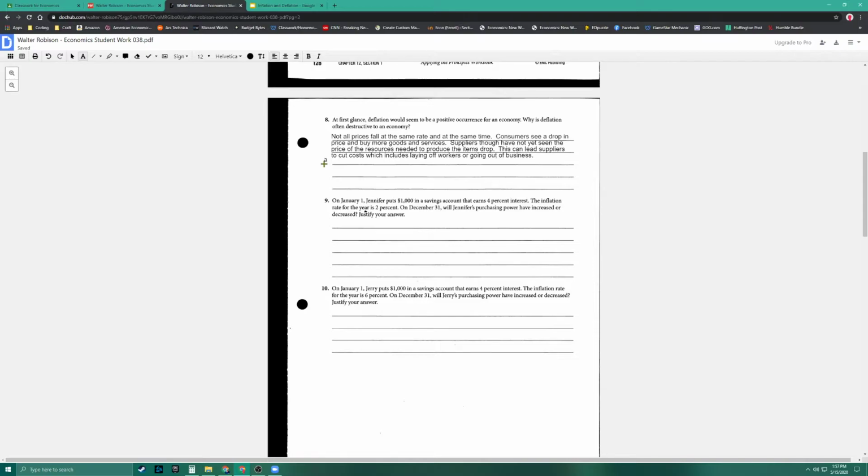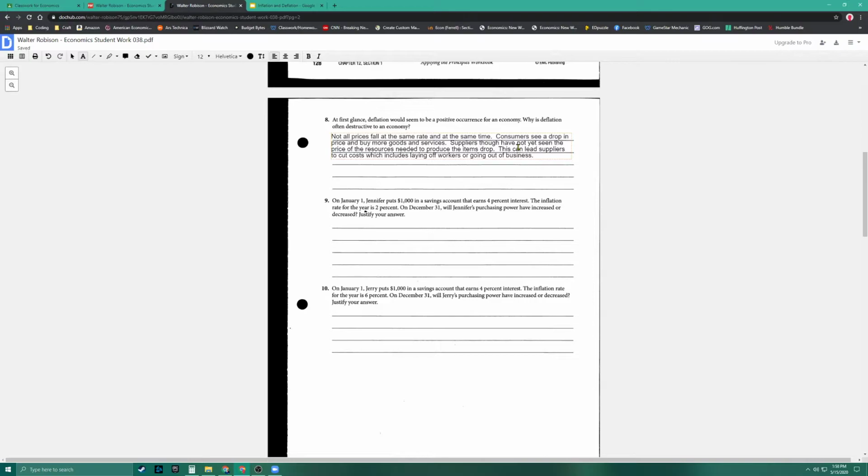They don't fall at the same rate, right? It isn't instantaneous like the theory predicts. There's always a lag in this. But if you want to justify your answer, you put in here that consumers are going to see that the price of goods and services are decreasing. And that's an indicator for them if they have the willingness and the ability to go and buy those things.